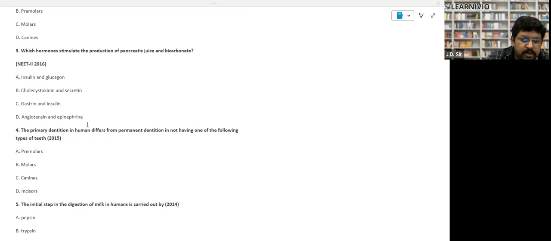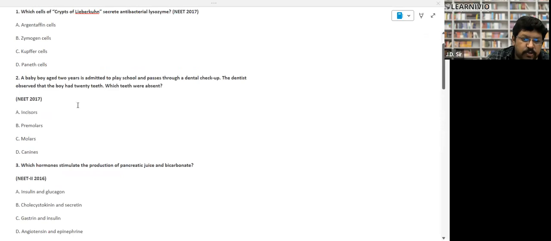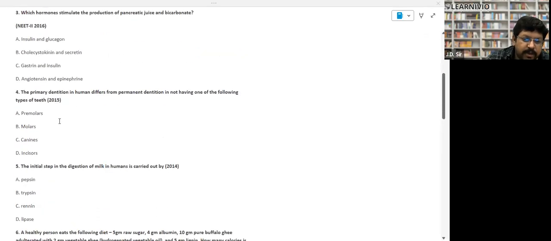The primary dentition of human differs from the permanent dentition, not having one of the following teeth. The same kind of question, a repetition of this one. The answer will be premolar. Rabia, getting it? Yes, sir. Okay.